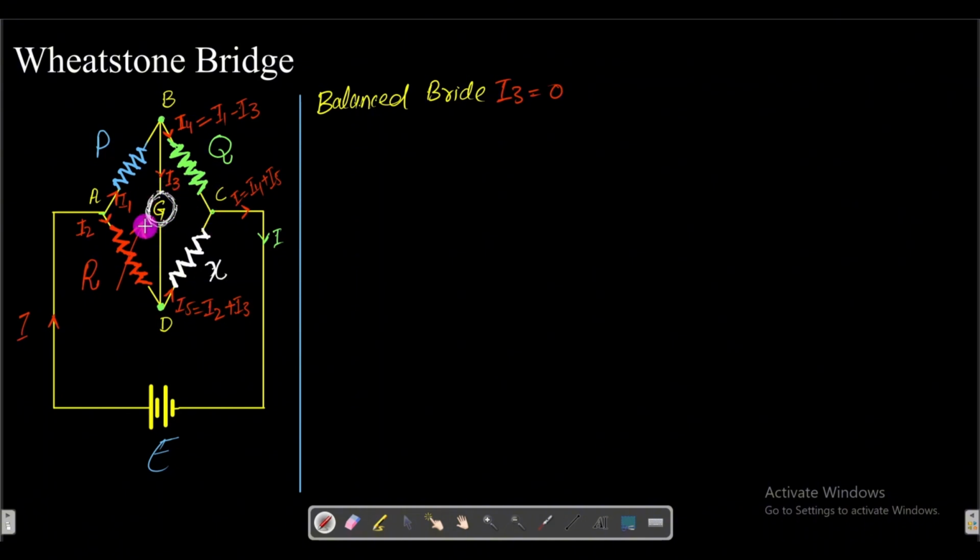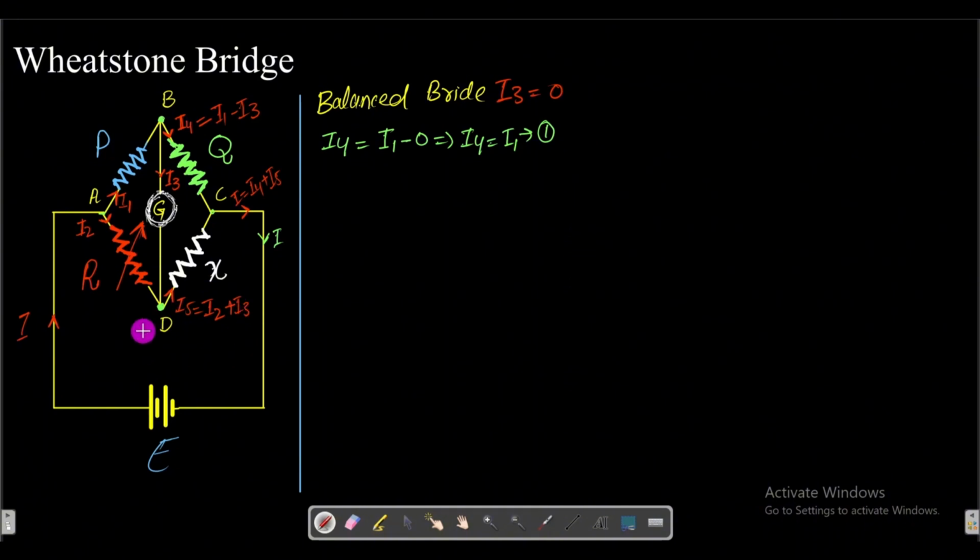This was about the current I3. So after this case, focus here. If the current I3 is 0, then what about this I4? Then the I4 here will be, this equation will be I4 is equal to I1, because I3 for the balanced bridge is 0. So therefore I4 is equal to I1, and let's say this is equation 1.